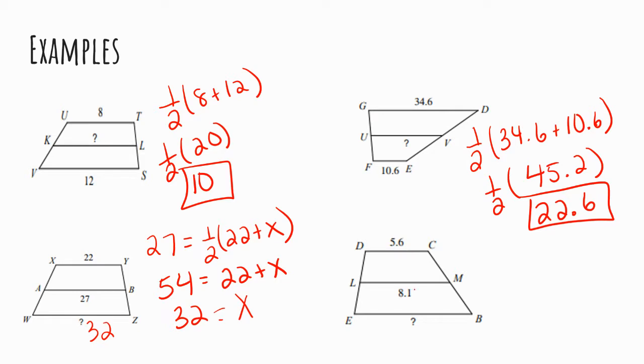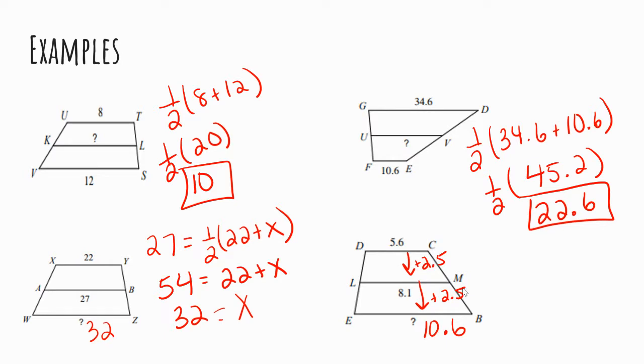So for 5.6 to 8.1, if I subtract those two, I get 2.5. So then if I just take 8.1 and add 2.5, I get 10.6. So that's adding a 2.5, so I can just add another 2.5 and get my answer.